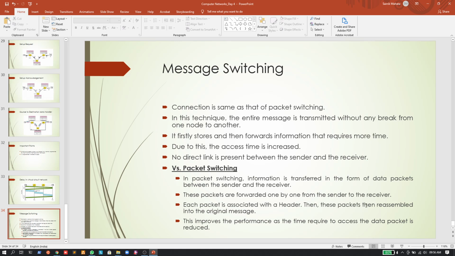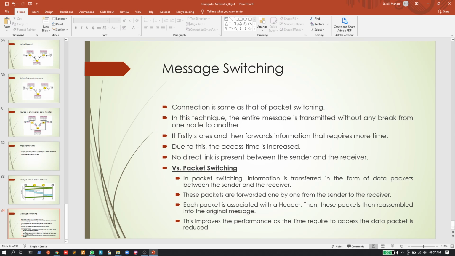Then these packets are reassembled into the original message. But in the case of message switching, there is no concept of packet. It is actually the whole message. Since we are dividing the data into packets, these packets can travel simultaneously over different paths at the same time. So this improves the performance, and the time required to access the data packet is reduced. But this is not the same in the case of a message switching network.